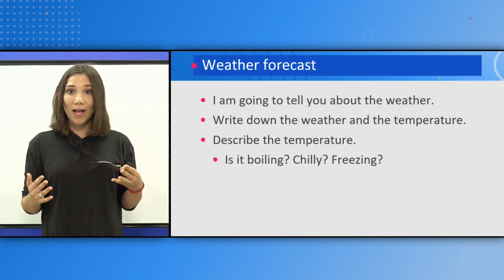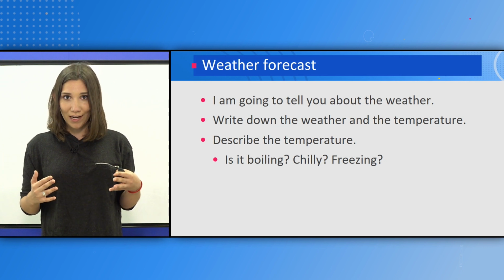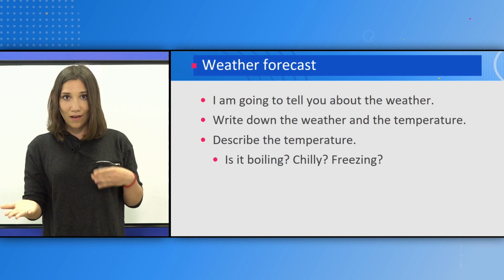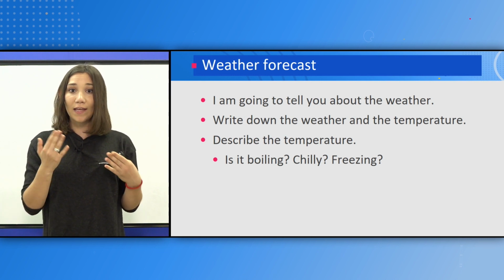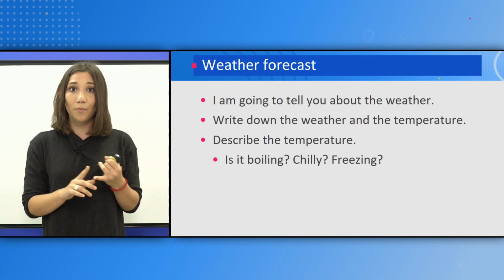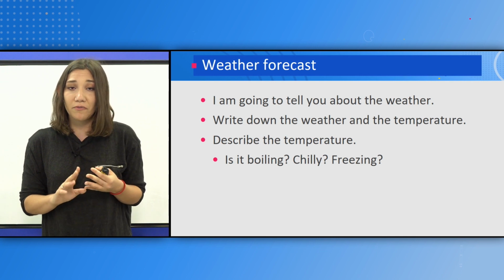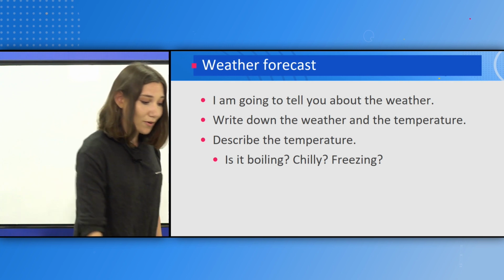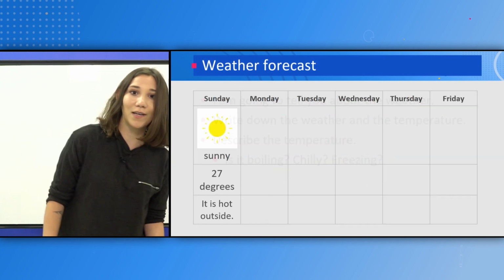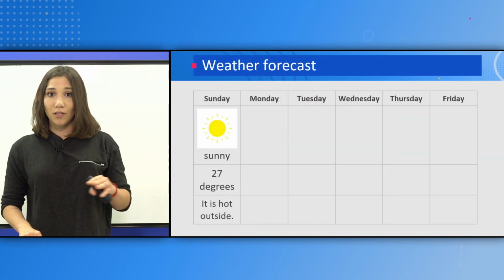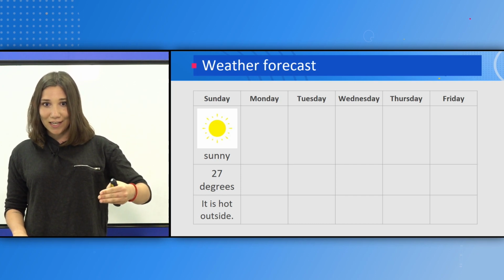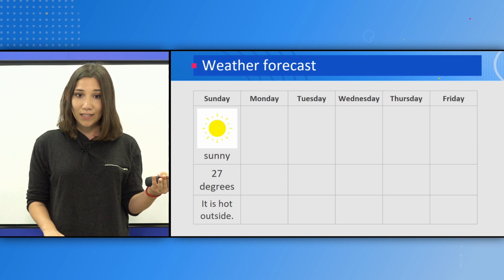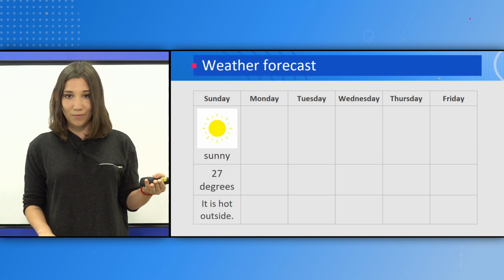So, now I'm going to read you a weather forecast that I made up. I want you to write down the weather and the temperature, and then describe the temperature. So is it boiling, cold, freezing? You'll write that down, okay? So let me get my weather forecast, and we can get started. So if you look, I already did Sunday for you. You can see that it's sunny, it's 27 degrees, and it is hot outside.